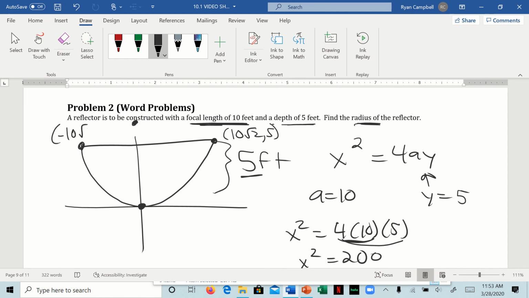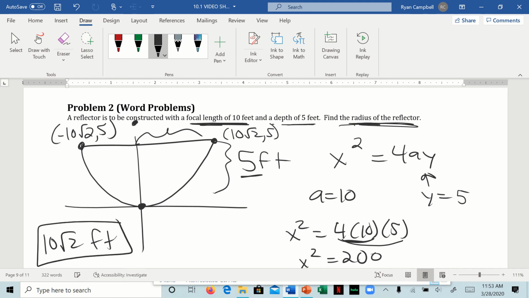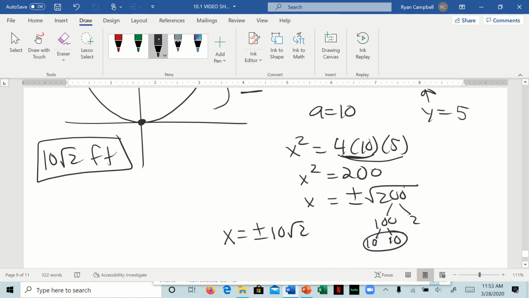Yep, just messing up on me right at the end here. There we go. So we're trying to find what the radius is. The radius is just 10 square root of 2 feet. And that's the answer. So that would be about 14.1 feet for the radius.